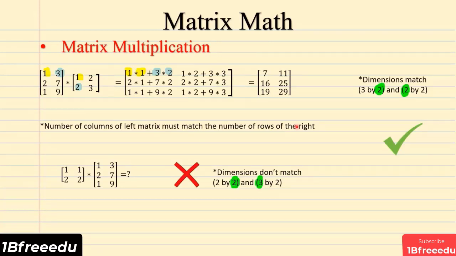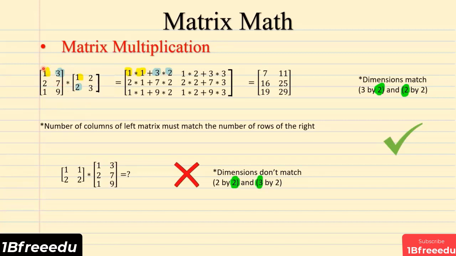And slightly trickier, but nothing we can't handle, is matrix multiplication. Now, matrix multiplication is a bit tricky because we have to make a different type of check before we can proceed. And that is as follows. The number of columns of the left matrix must match the number of rows of the right matrix. So here's what I mean.